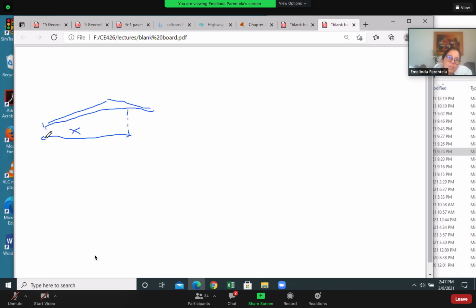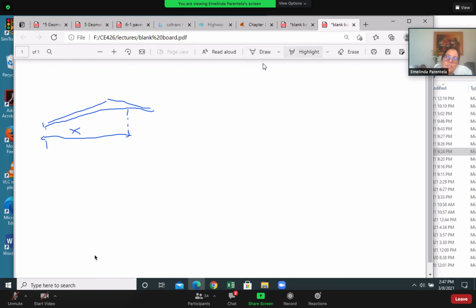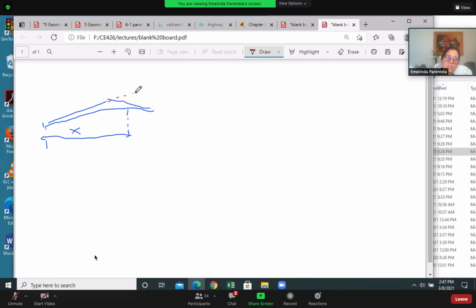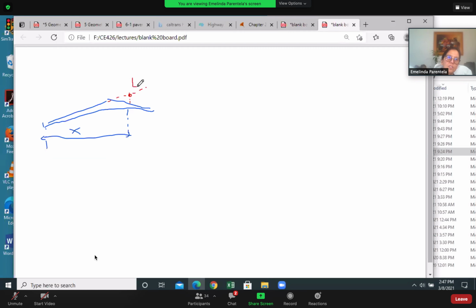So using the concept of offset, what it says is first you need to extend the tangent up to here. So we're extending the tangent. And we want to know the elevation at this point. So elevation here, tangent X, or point X. And then we'll subtract the offset.